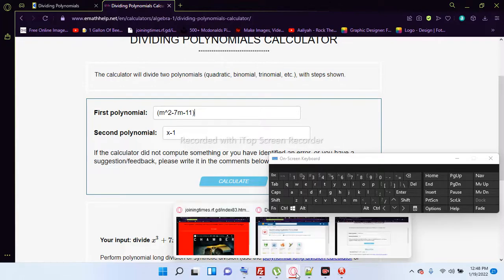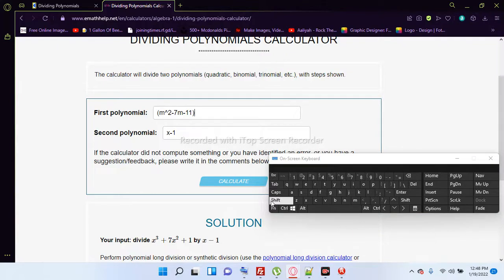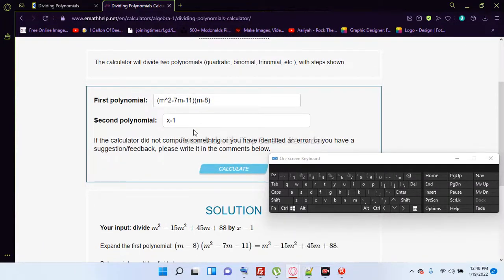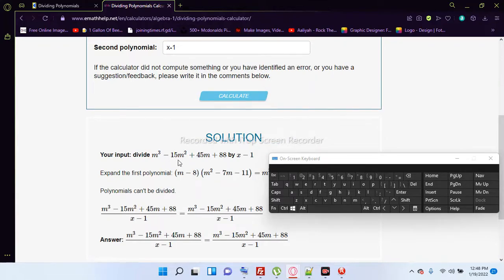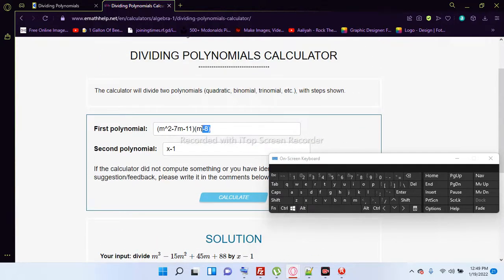So, divided by M minus 8. So we do another parentheses, shift, parentheses, parentheses, M minus 8. Okay. Second polynomial goes down here. Input, M cubed. Okay, that's why. Answer. Aha. So the first one is here. The first one goes there, right? And it's automatically going to divide it.